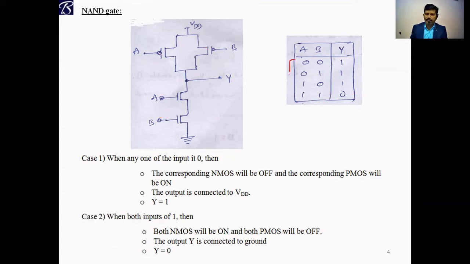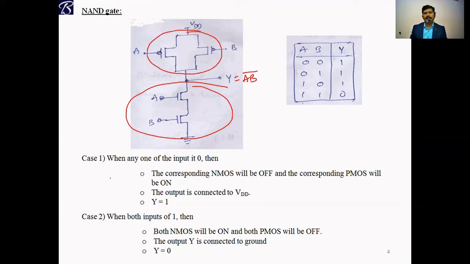Let us see case 2. When any input is 0, that means A equal 0 or B equal 0 or both 0, no problem. Let us see, this is 0, then this is automatically switched off, and the corresponding PMOS is switched on, so that VDD is directly connected to Y, so output is 1. So this is about the NAND gate. If you observe this NMOS region, Y equal to A into B, this is AND operation. Because of this PMOS, you take just the bar, that is the NAND gate.